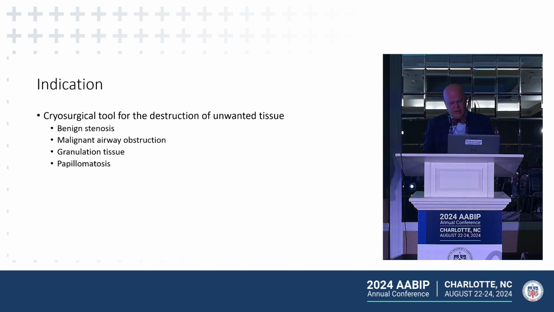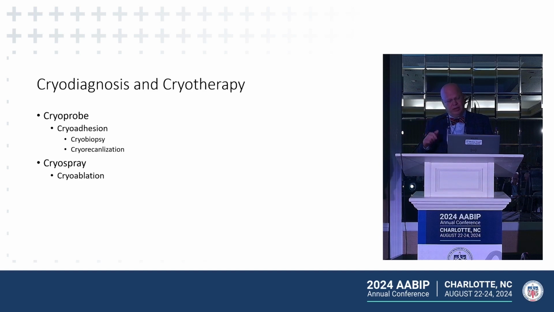Just so that we're clear, within cryotechnology, there's cryodiagnosis and there's cryotherapy. Cryodiagnosis would be the cryoprobe. You touch the tissue and pull out a piece of tissue with cryobiopsy, like we all know and hate for interstitial lung disease, or the new kid on the block, which is using it in the robots or navigational technologies to get a nodule. Cryospray itself is really only used for cryoablation. There's not a use in diagnosis.